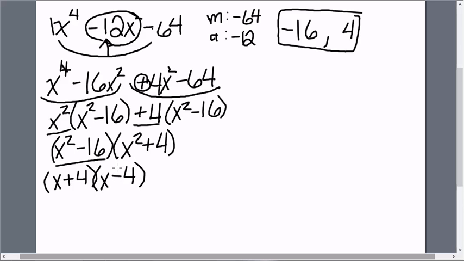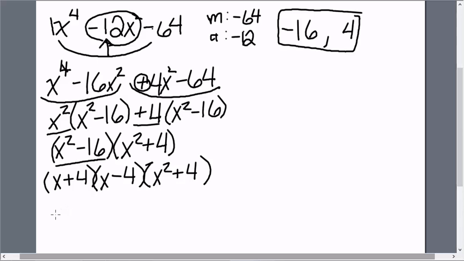You got to be on the lookout for those. And the x squared plus 4 stays the way it is because it's not a difference of squares. I know 4 is a perfect square, but it's got a plus sign with it. It doesn't factor anymore. Now, if you want to be super awesome and we want to use those complex numbers, if it is a sum of squares, it works the same way except that there's i's involved.